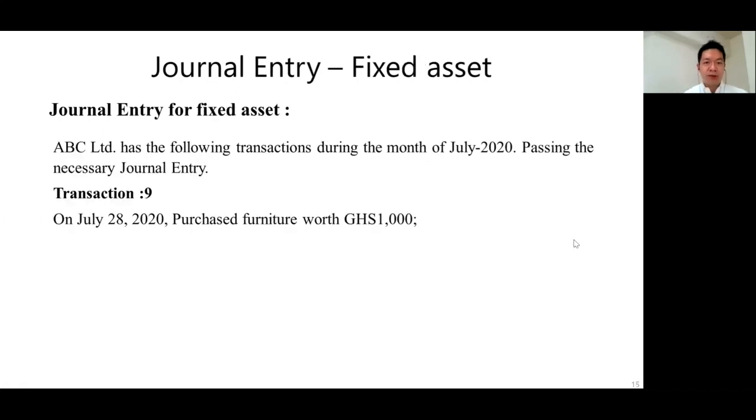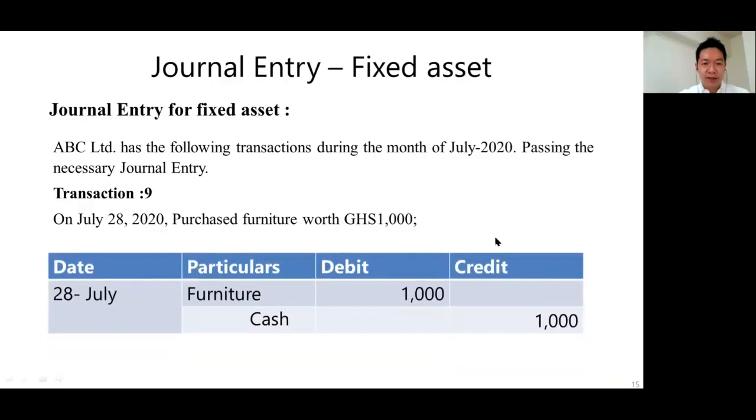And the last one is about fixed assets. The company purchased furniture worth 1,000 Ghana cedi. In this case, the furniture is an asset. Furniture is a fixed asset, so it is increased, so it should be recorded in the debit side. And the cash was paid, so it's in the credit side.